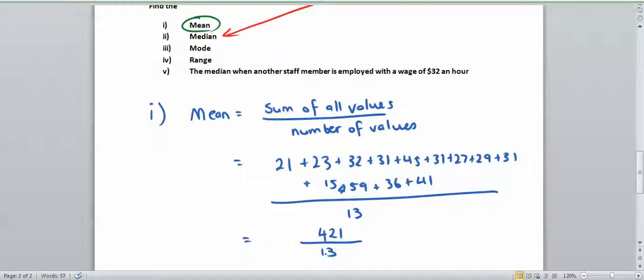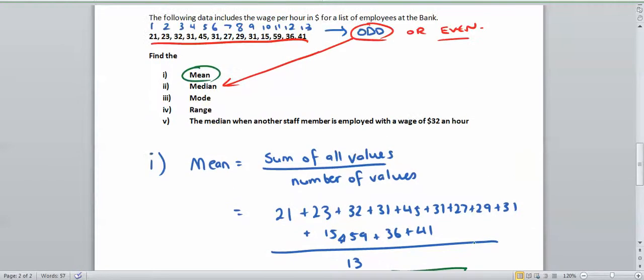I better just get a calculator for this. 32.38. Let's just round off to 2 decimal places. So the average wage in this bank of 13 employees is $32.38. Now no one earns that, but that's actually the average. You have a look at these values, and that would make sense, wouldn't it?